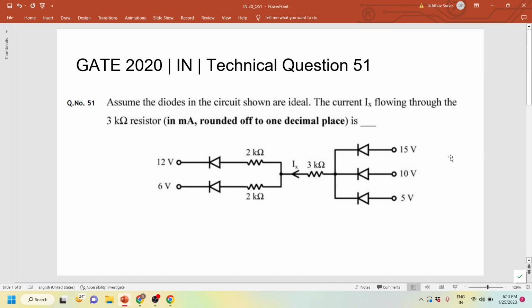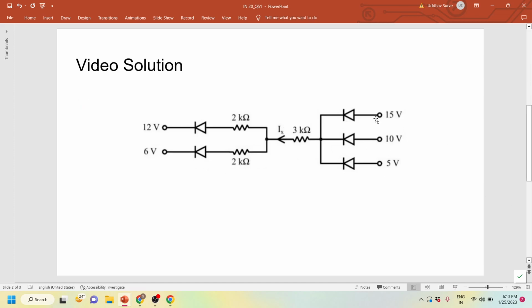This circuit is given to you, and how will you proceed with finding the current through the 3 kilo ohm resistor? Let us look at the right half of the circuit first. You don't know which diode will conduct, but you can always start with an assumption. Assume the 5 volt side diode starts conducting initially, and this diode is ideal, so it will have no drop. So this 5 volt will get shorted and 5 volt will come here.